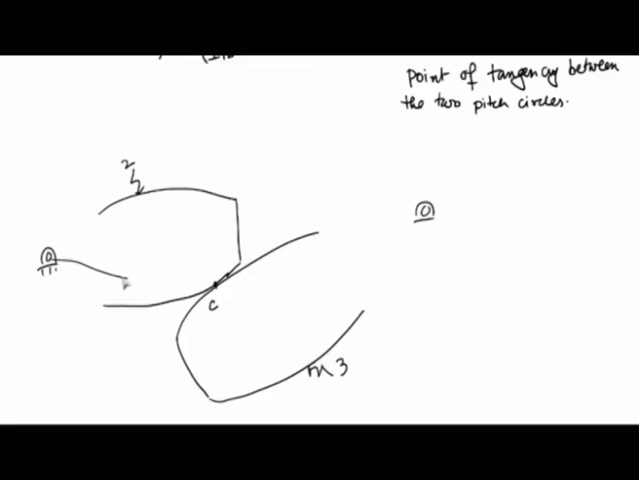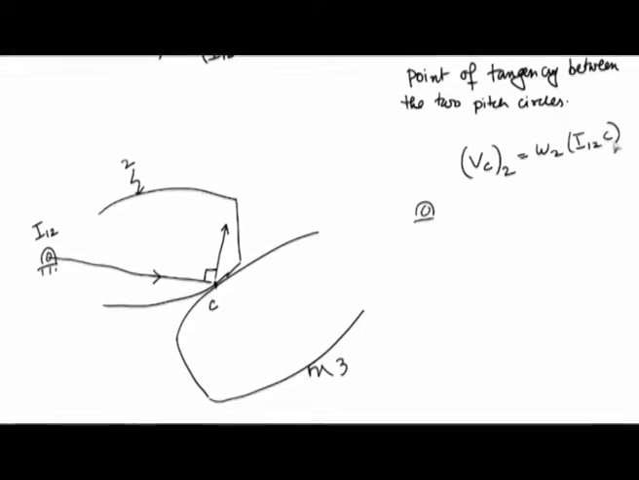Now at this arbitrary point of contact, which does not coincide with the pitch point, this is the radius from the shaft center, which means that the velocity is perpendicular, and the value of Vc, if it is assumed to be a point in body 2, is going to be omega 2 times I12C, the distance between I12 and C. So this distance is between I12 and C, right?